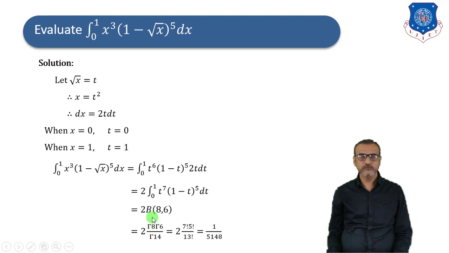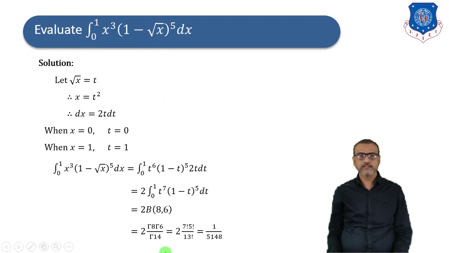So this equals 2 times beta(8, 6), which equals gamma 8 gamma 6 upon gamma (8 plus 6). And 8 plus 6 is 14, so it is gamma 14, and this 2 will be as it is. Now gamma 8, according to the formula gamma (n plus 1) equals n factorial, is 7 factorial, similarly gamma 6 is 5 factorial, and similarly gamma 14 is 13 factorial. Now we simplify this result. So this equals 1 upon 5148. This is the answer of the given integral.